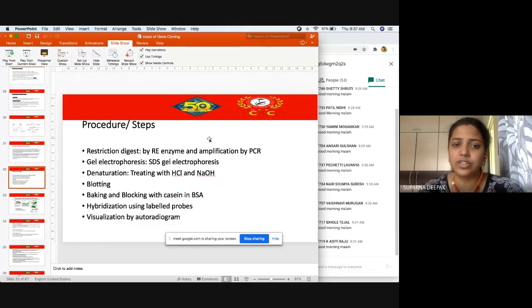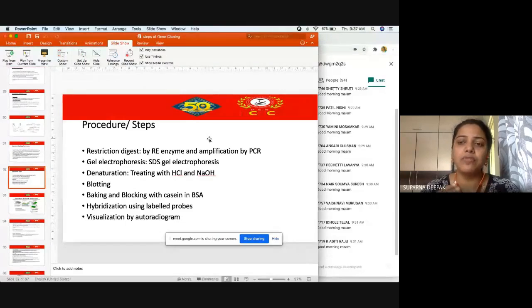So first is restriction digestion. Because when you are isolating, we have seen that you are going to isolate the whole genome of that particular organism, right? So once you have isolated the whole genome, now it is your responsibility that you need to just identify or isolate your gene of interest. So the next step is your restriction digestion. Okay. So mostly what you will use is your restriction enzymes.